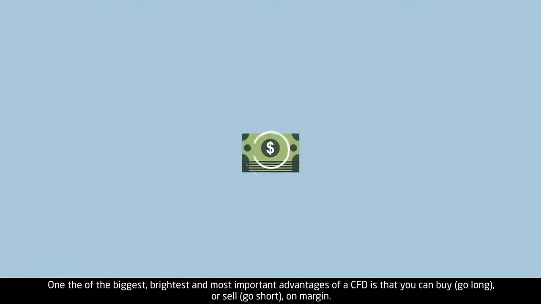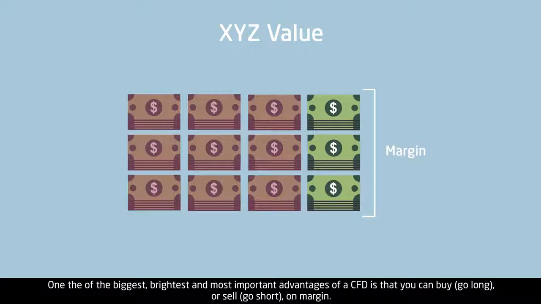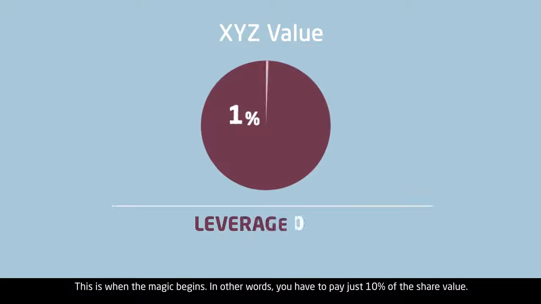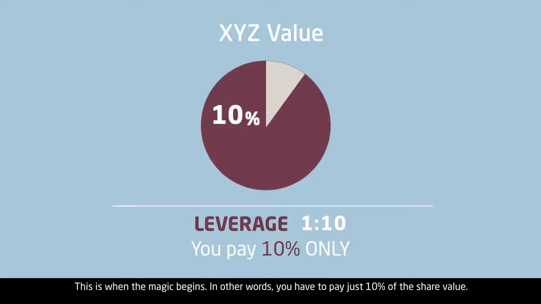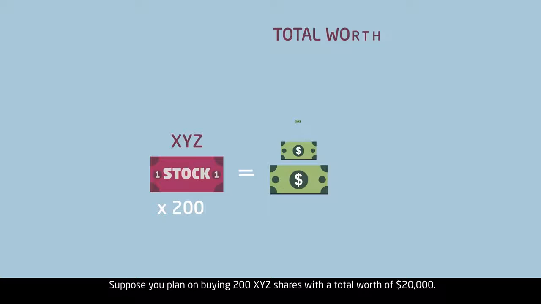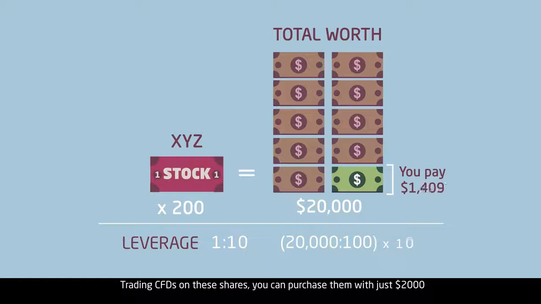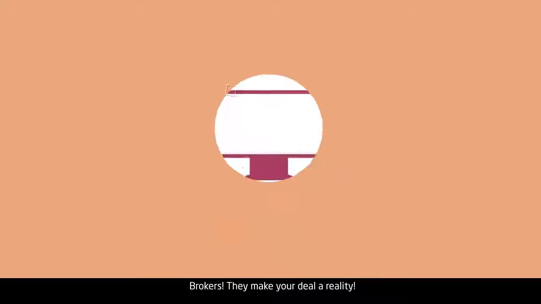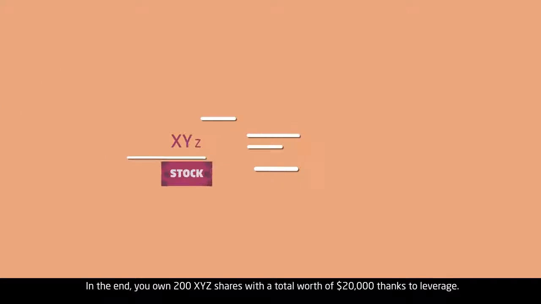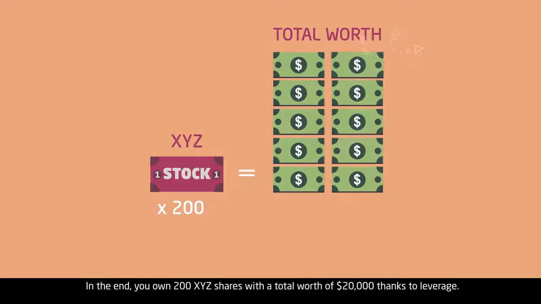One of the biggest, brightest and most important advantages of a CFD is that you can buy, go long, or sell, go short, on margin. This is when the magic begins. In other words, if a margin is 1 to 10, you have to pay just 10% of the share value. Suppose you plan on buying 200 XYZ shares with a total worth of $20,000. Trading CFDs on these shares, you can purchase them with just $2,000. But where do you get the rest of the money? Brokers. They make your deal a reality. In the end, you own 200 XYZ shares with a total worth of $20,000 thanks to leverage.